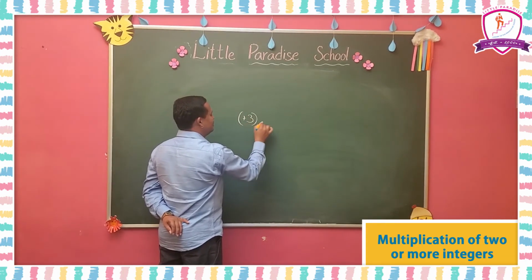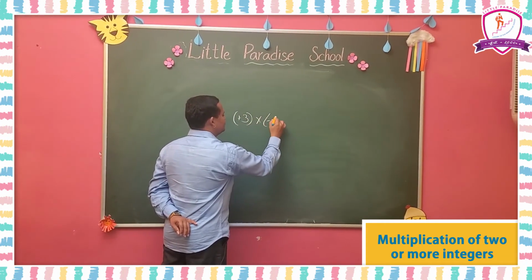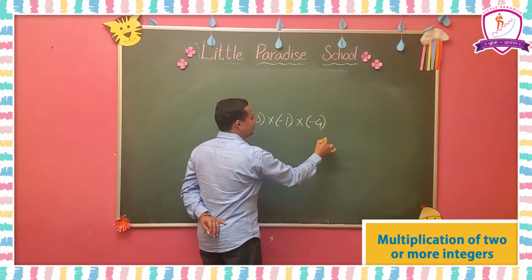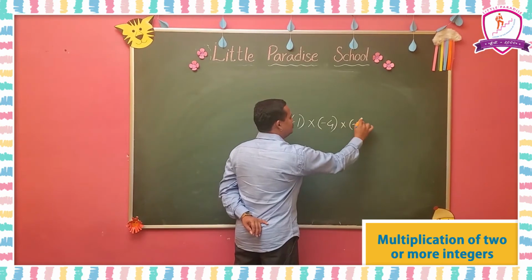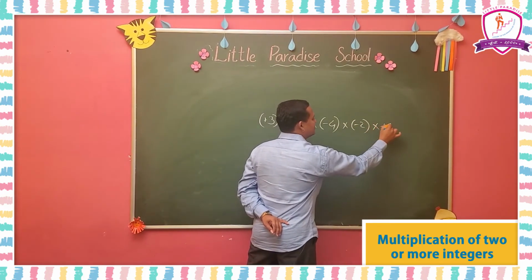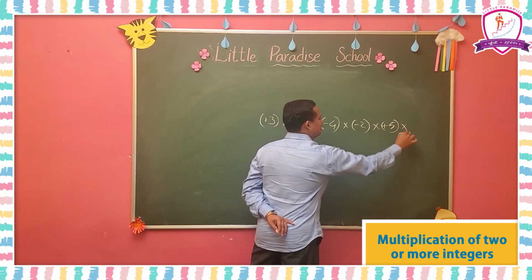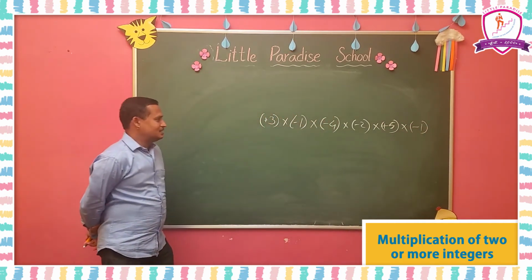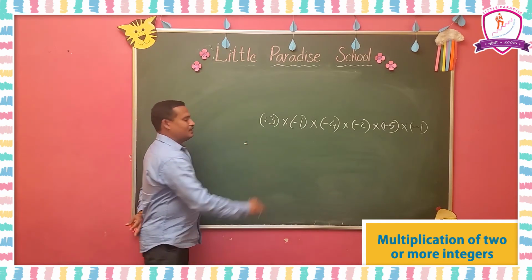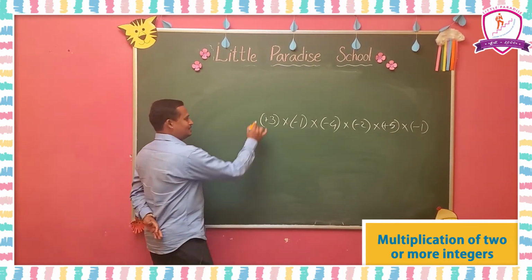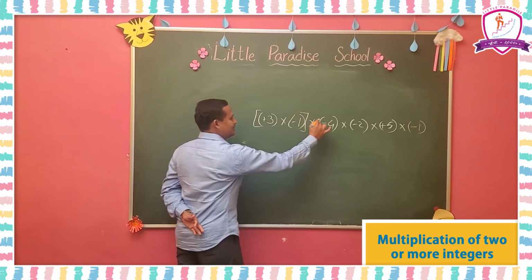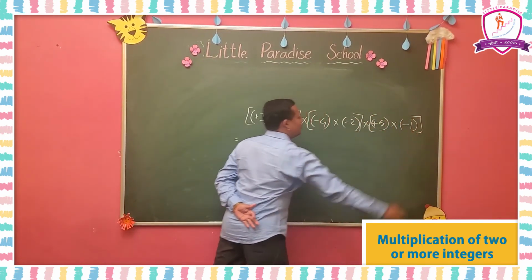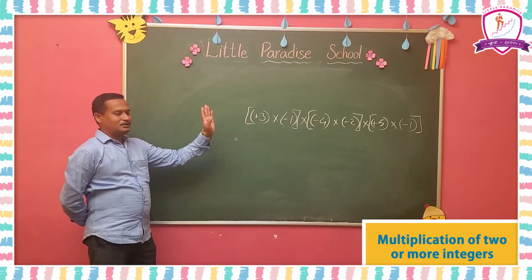Plus 3 into minus 1 into minus 4 into minus 2 into plus 5 into minus 1. I am going to take it again. Here 6 integers are there. So what do we have to do first? We have to group these integers. Every two numbers we have to take as a group like this. First we have to multiply every group of numbers.